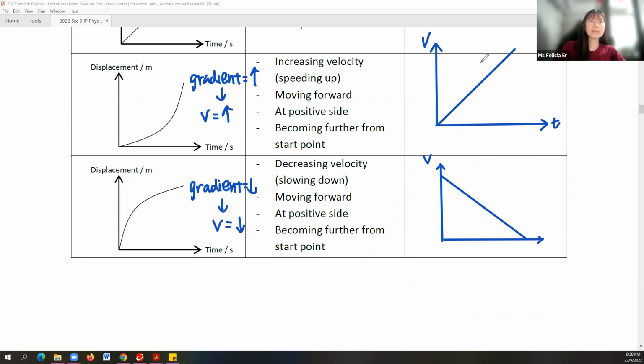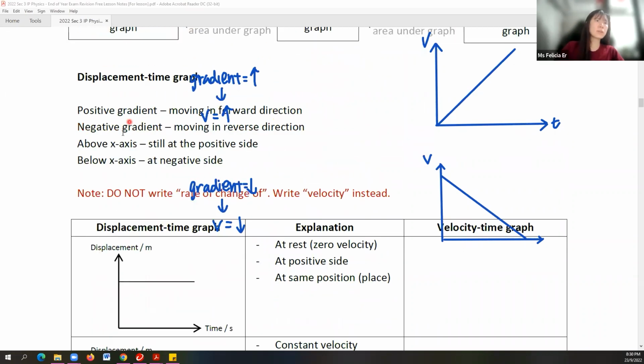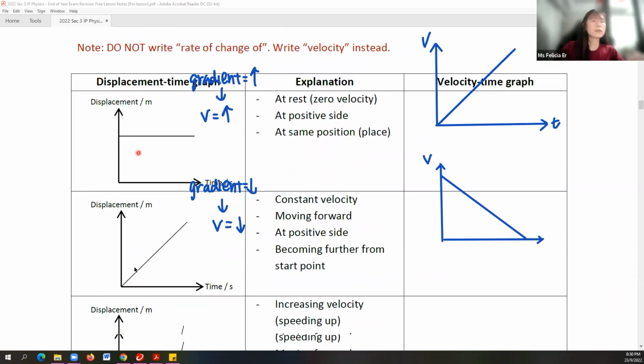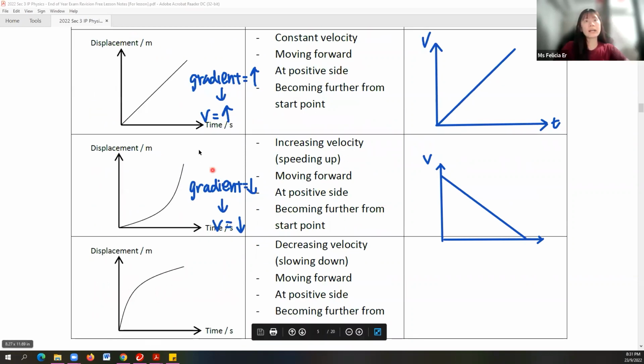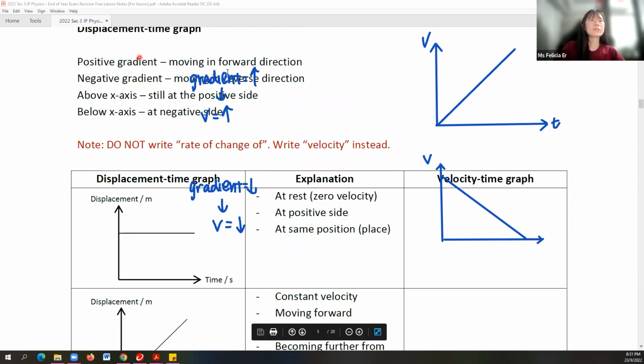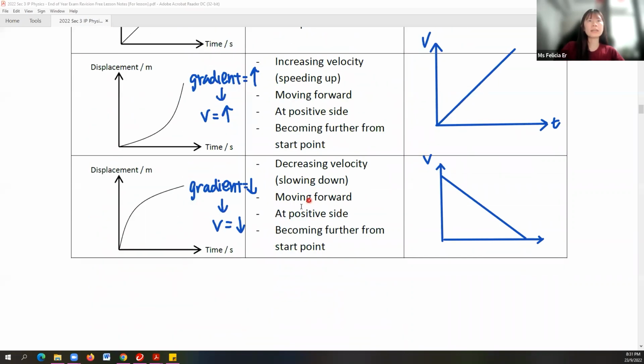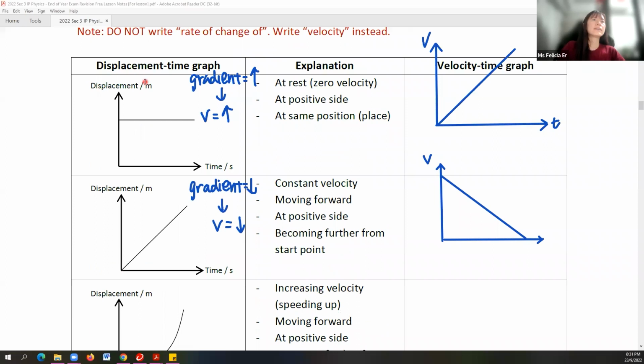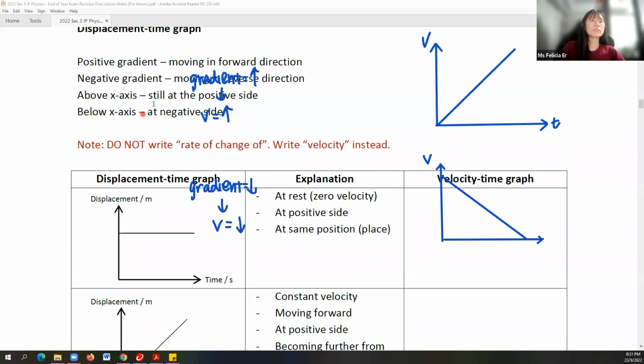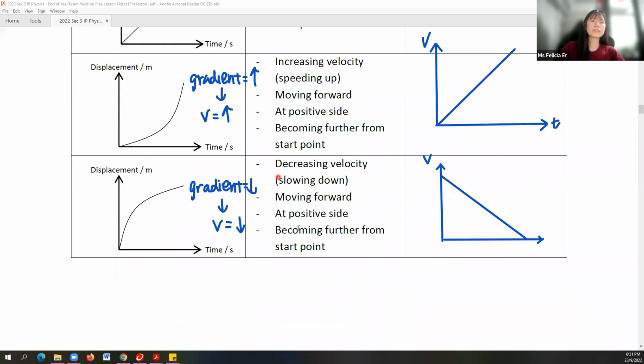Same thing again, you just follow the legend above. This time around, for the first part, is it positive or negative gradient? It is positive, right? Because it's going up. So based on that, positive gradient means it's moving forward. So that's why I've written down over here also that it is moving forward. Then next, is it above or below? The answer is above the x-axis, right? So that means it will be at the positive side.